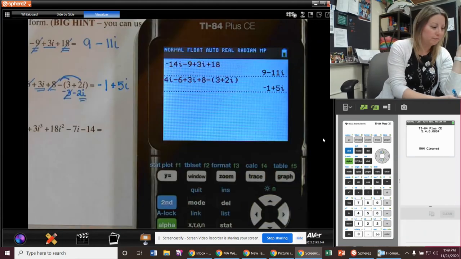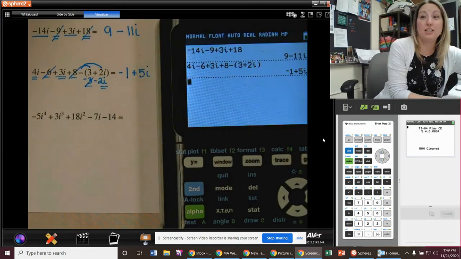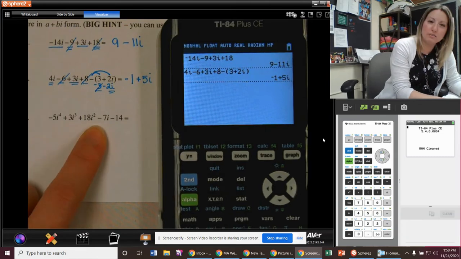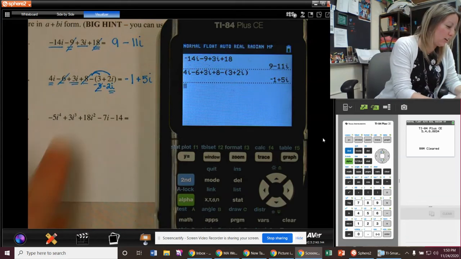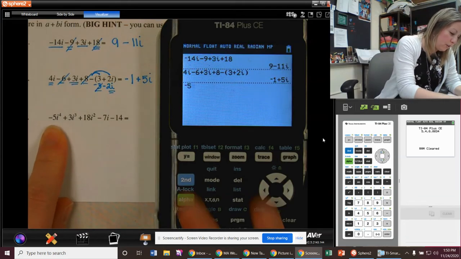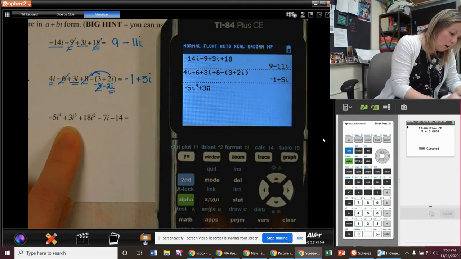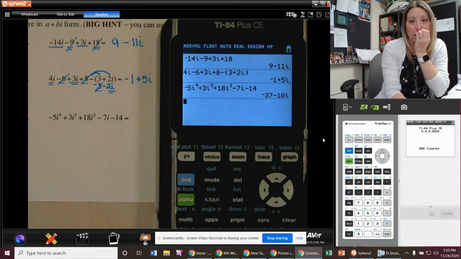Sorry about that. That was a little distracting. Let's do a couple more. Hey, let's see if we can enter C, because see how C has these exponents as part of it, right? Let's see if we can enter this into our graphing calculator. Negative 5i to the fourth plus 3i to the third plus 18i to the second minus 7i minus 14. Let's see if we just enter that and we get an answer.